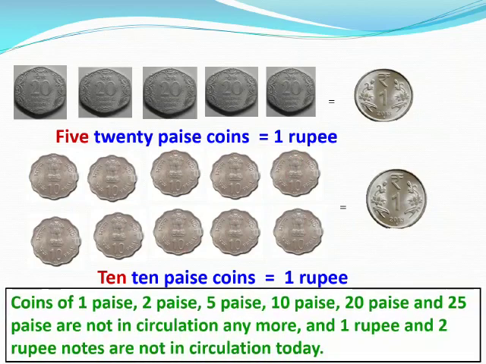Next, coins of 1 paise, 2 paise, 5 paise, 10 paise, 20 paise and 25 paise are not in circulation anymore. And 1 rupee and 2 rupee notes are not in circulation today. Instead, we use 1 rupee and 2 rupee coins.